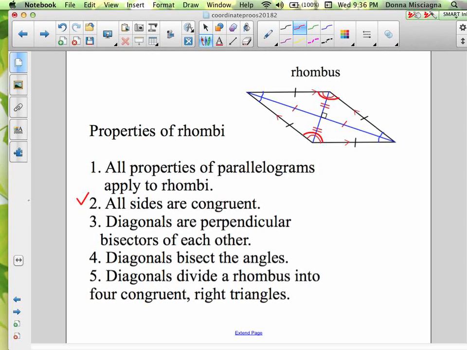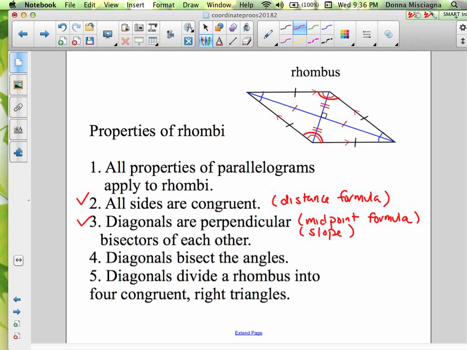So that's going to be the distance formula. And we can prove that the diagonals are perpendicular. Right? So the bisector part is going to be the midpoint formula. The perpendicular part is going to be slope.